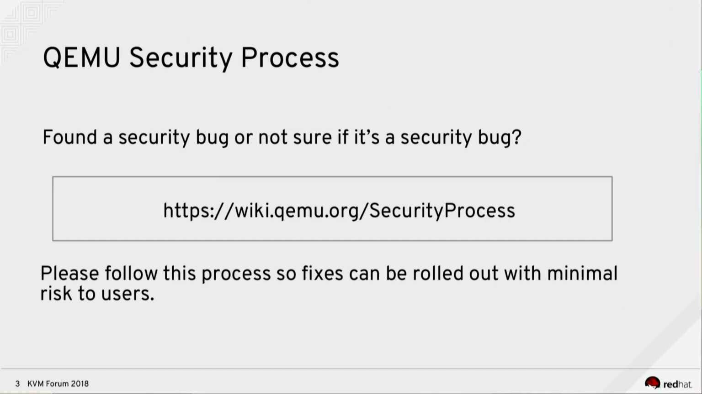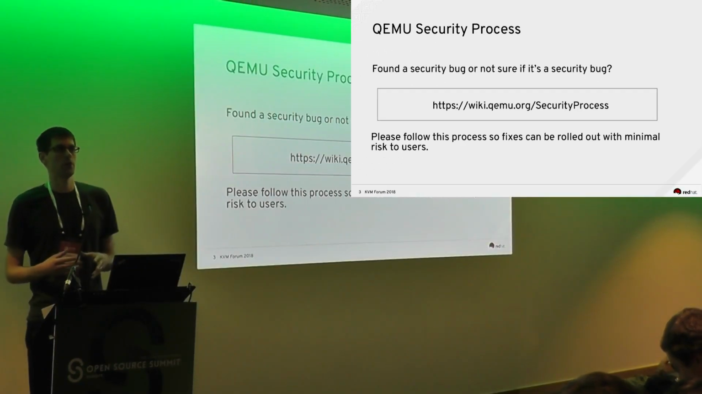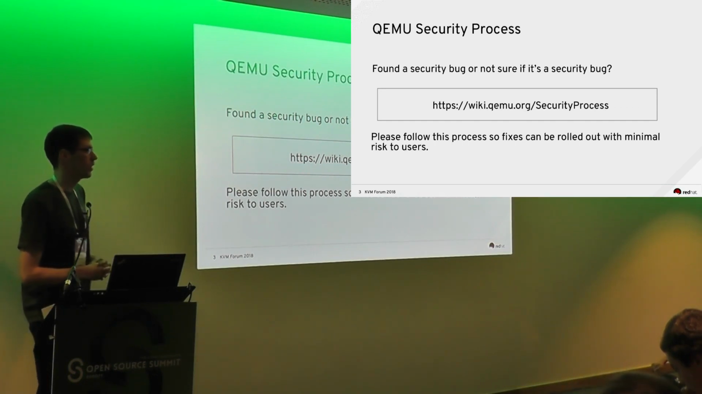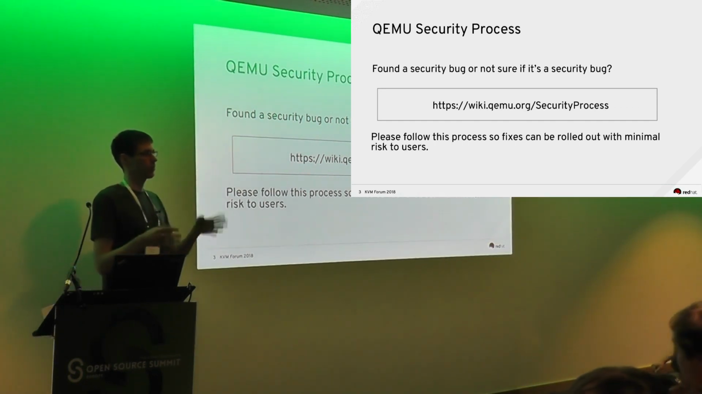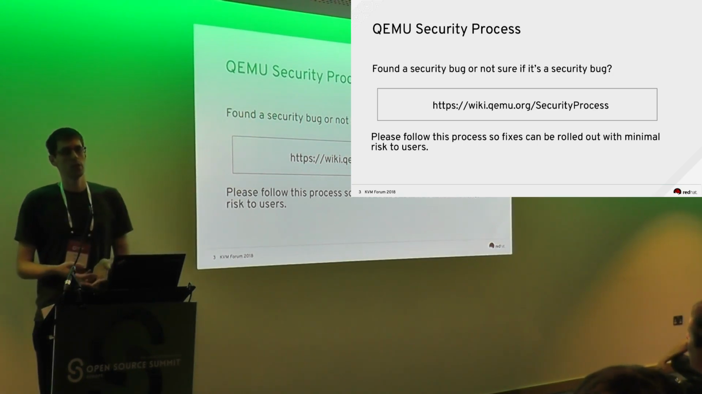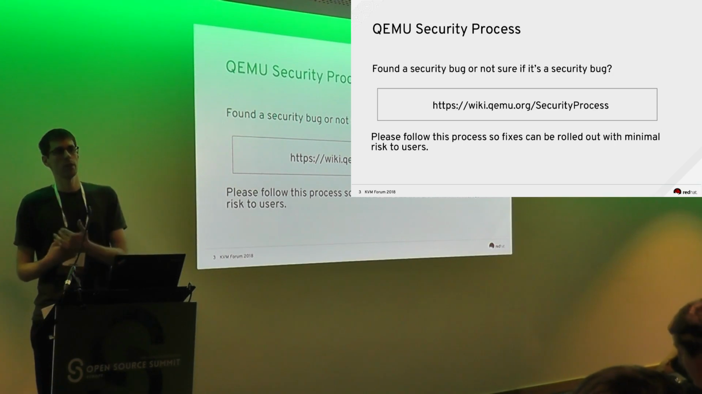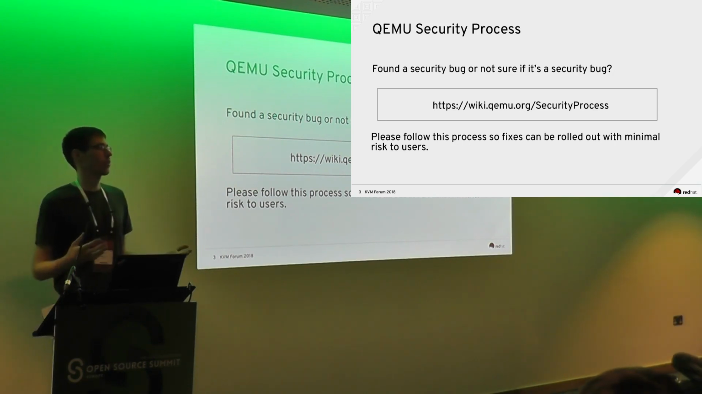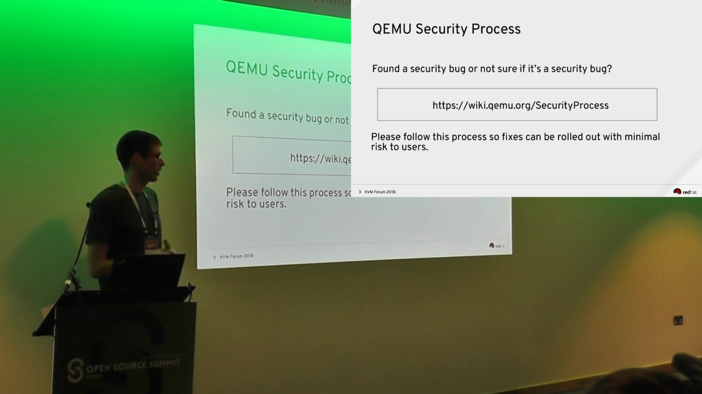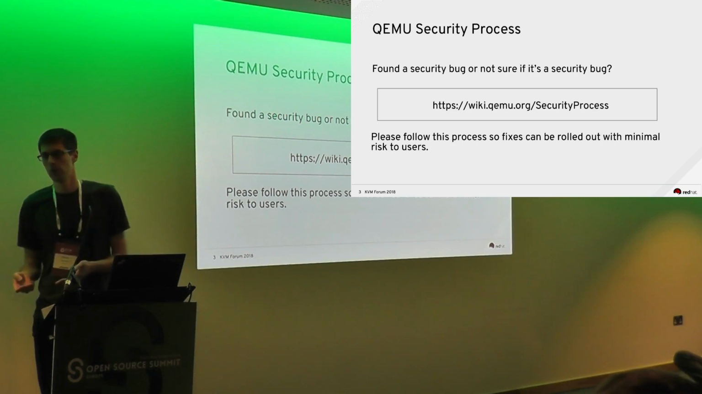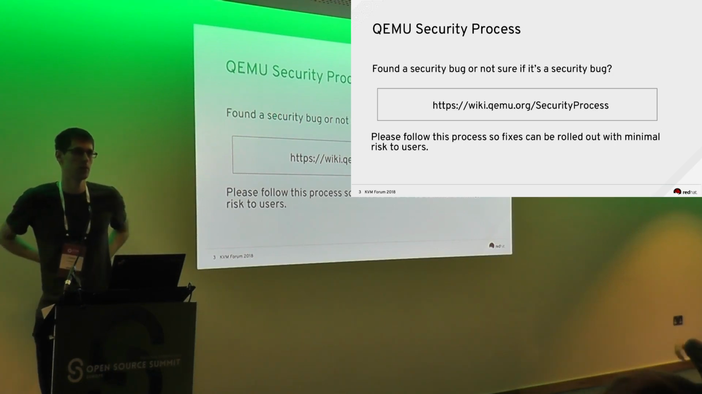Okay, so let's start off with the security process. There is a security process for reporting security issues to the QEMU community. And the whole point of that, like most disclosure processes, is that if a security bug is discovered, it's important that that bug remains private and not publicly known until fixes are available that users can use to patch their systems. That way you minimize the risk that users will be exposed to bugs.